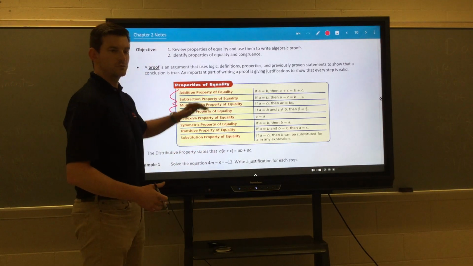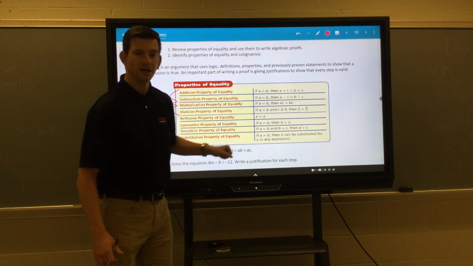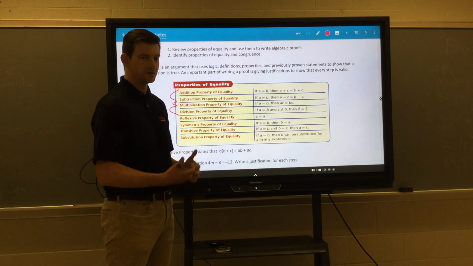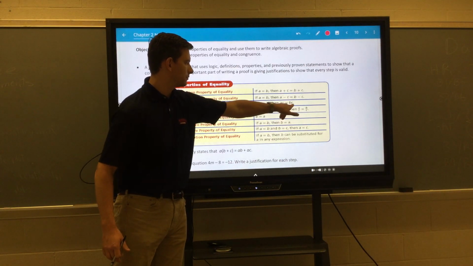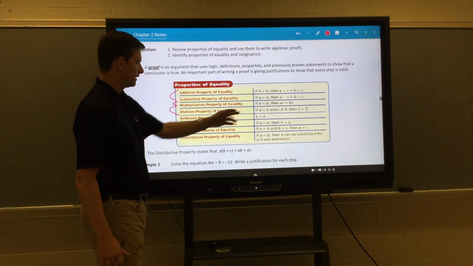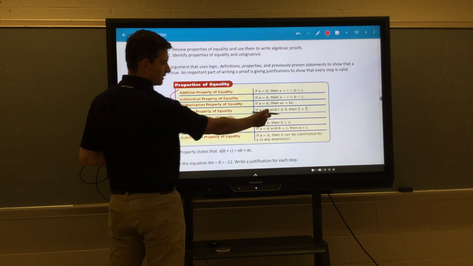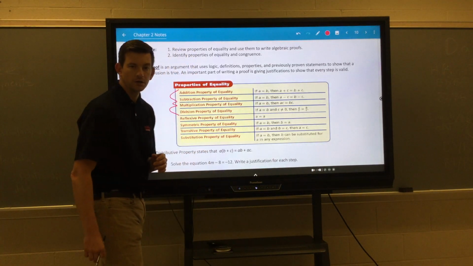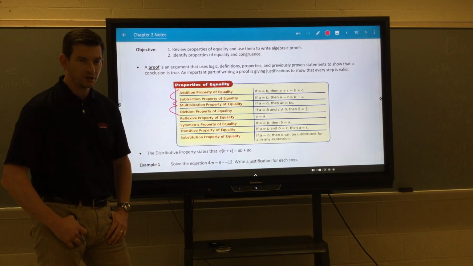Same thing holds true with subtraction. You're allowed to subtract away the same value C from both sides, and the equation remains true. Multiplication, same thing. Multiply both sides by C, the equation remains the same. Same thing with division, with the one caveat that, of course, you cannot divide by 0, but otherwise, you can divide both sides by C. The equation remains the same.